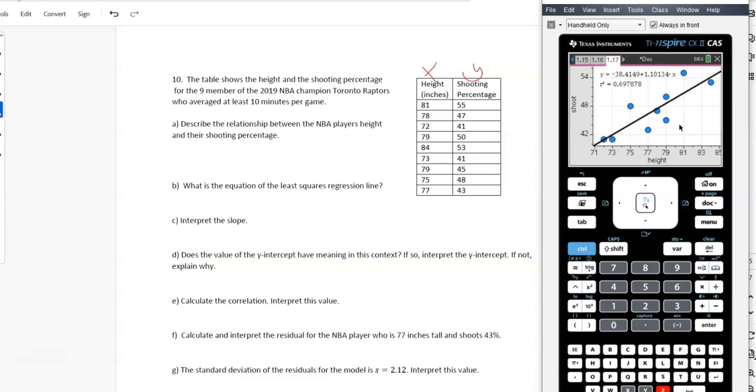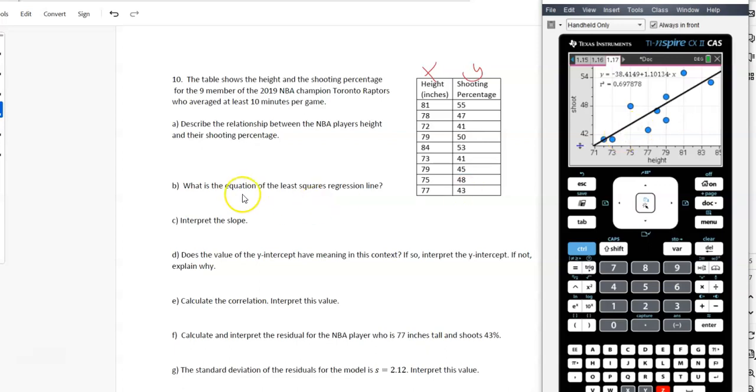It looks moderate or moderately strong. I think either one of those would be acceptable. The R value is 0.7, so that's right in that kind of moderately strong type area. Let's see, there doesn't seem to be any outliers. It's definitely a positive association, strength, form, and so forth.